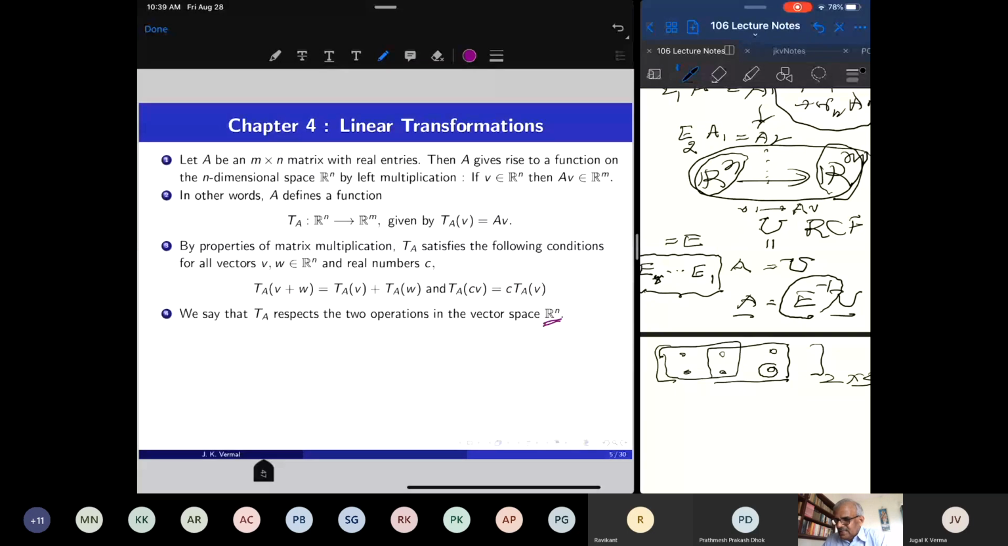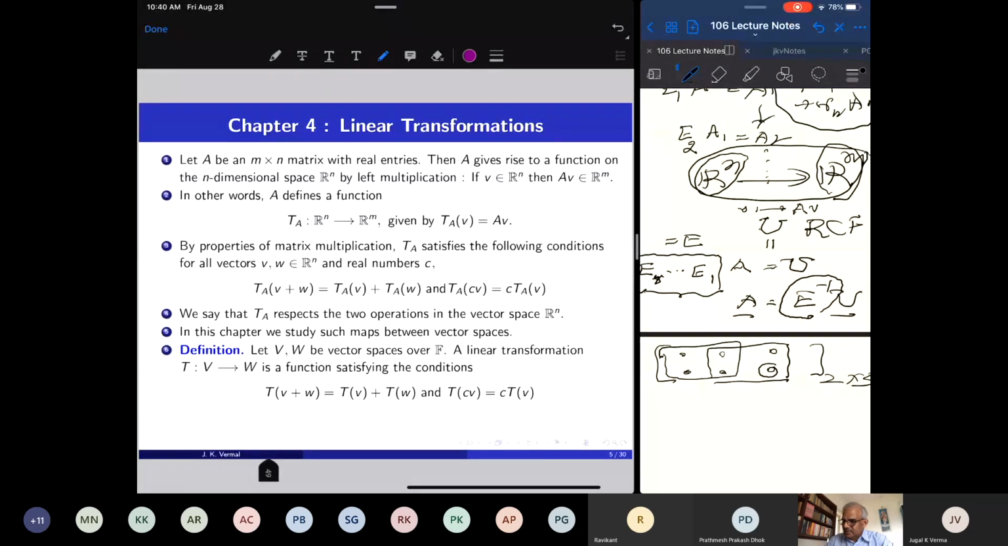There are two operations, right? The 10 axioms of the vector space deal with the properties of addition of vectors and scalar multiplication of vectors. And TA is respecting addition and scalar multiplication. So we want to study such maps. In fact, mathematics is full of such maps. All kinds of maps that you have encountered so far are actually linear transformations. They satisfy this property. So we'll see many examples.